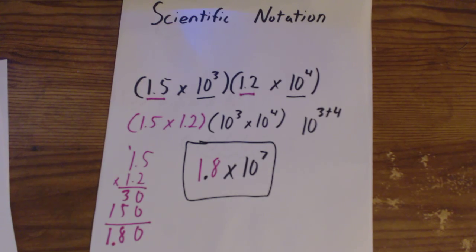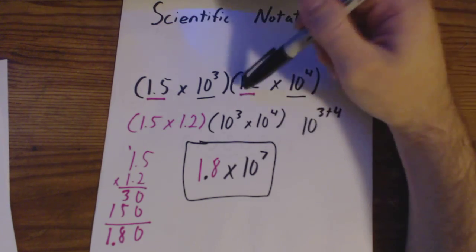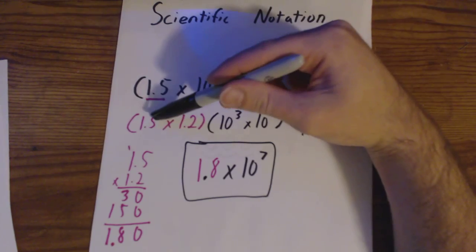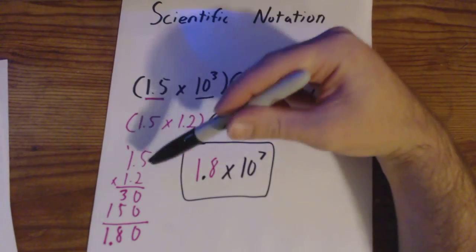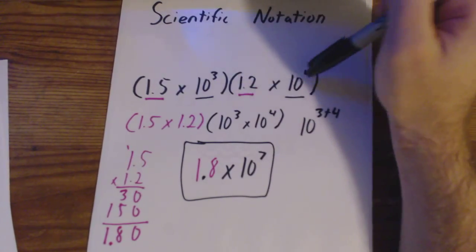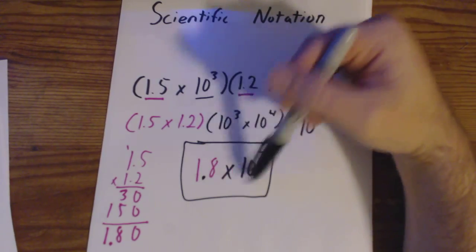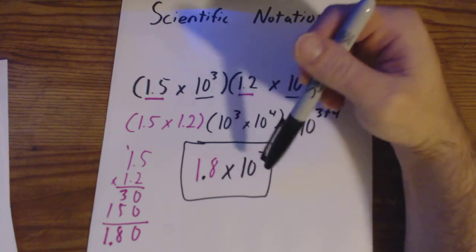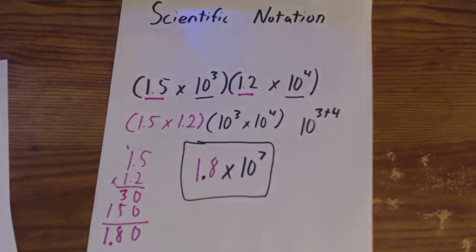Because of the associative property of multiplication, we're able to regroup these. It's a little bit easier taking 1.5 times 1.2, and 10 to the third times 10 to the fourth is also a little bit easier. And here we go, we got our answer in scientific notation. So let's look at another example.